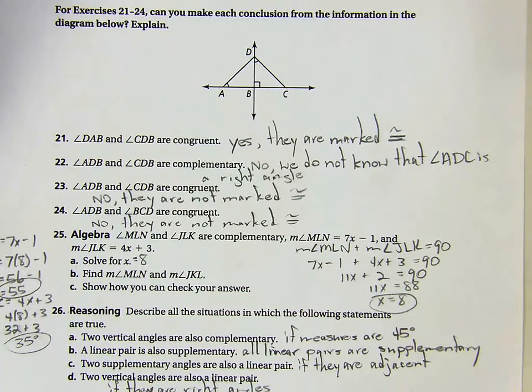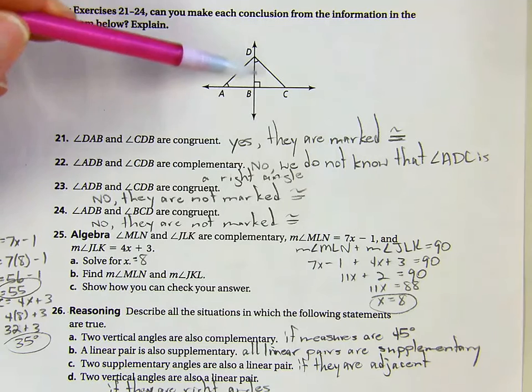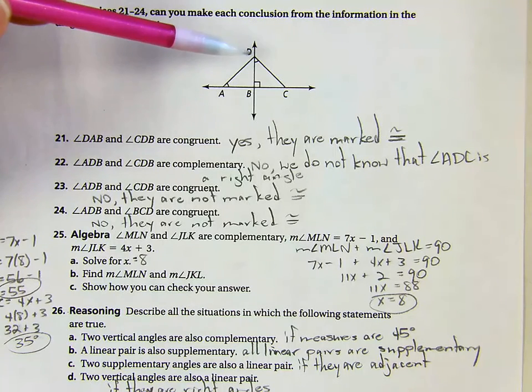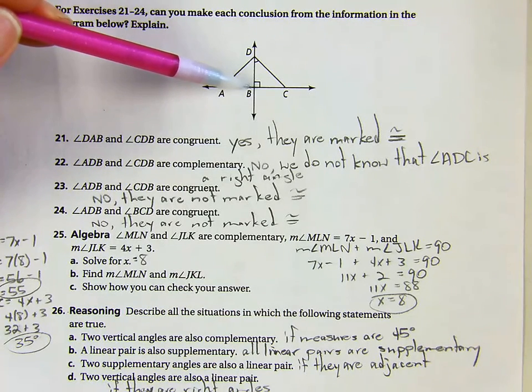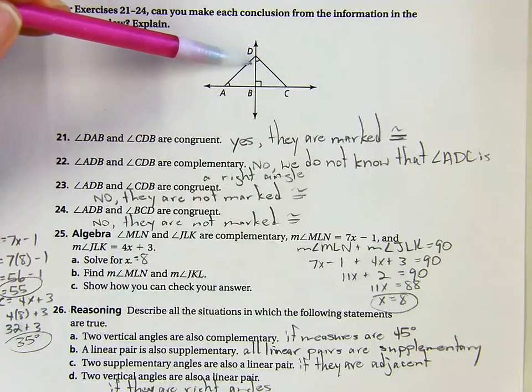Then next, ADB at the top, and BCD, this angle. Do we know that those are congruent?